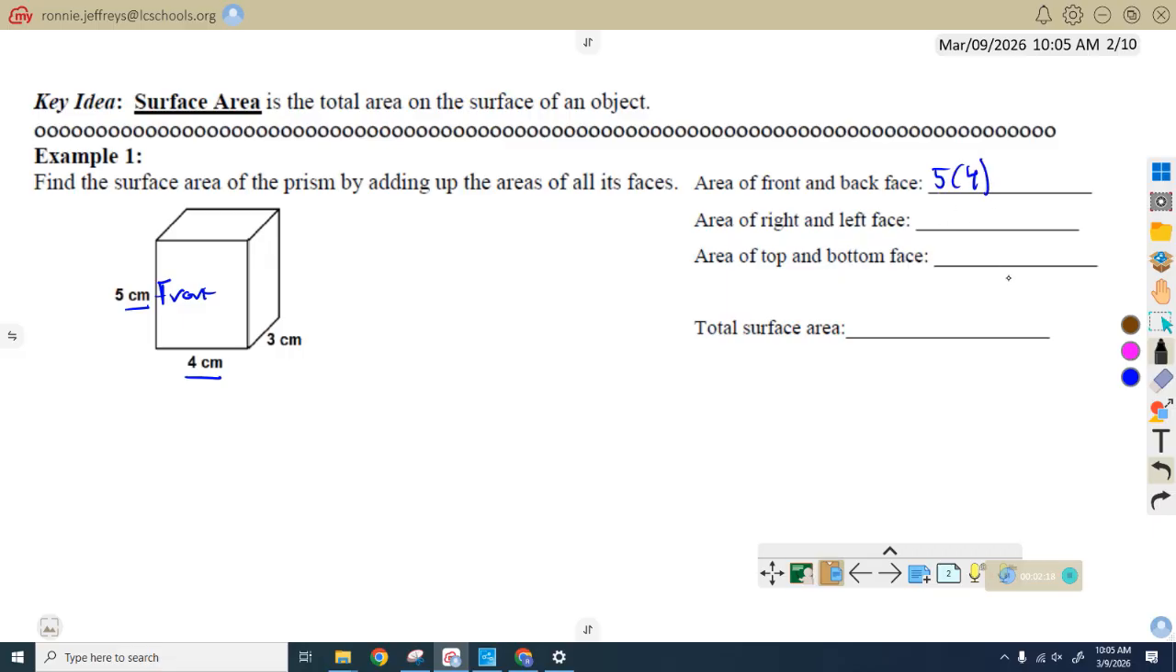All right, so if this is the front, this is 5 times 4. How many faces is that? Because we have to count the front and the back. So 2. The front and the back. So 5 times 4 is 20, times 2, this would be 40 centimeters squared.